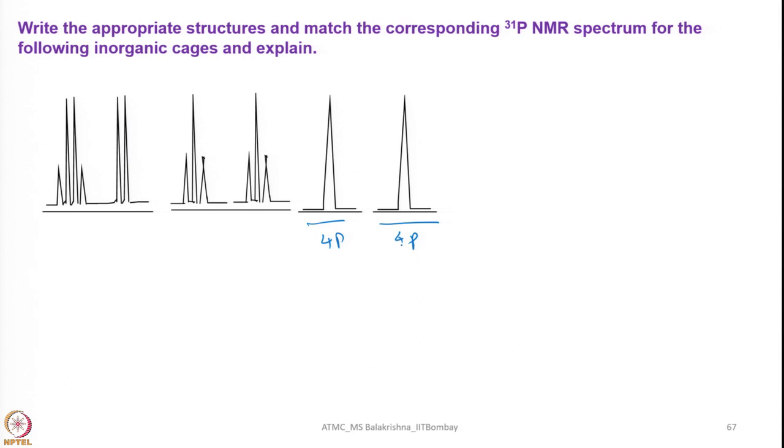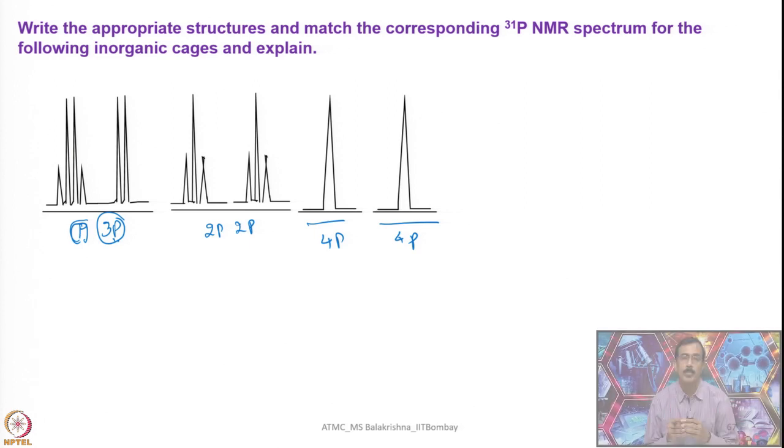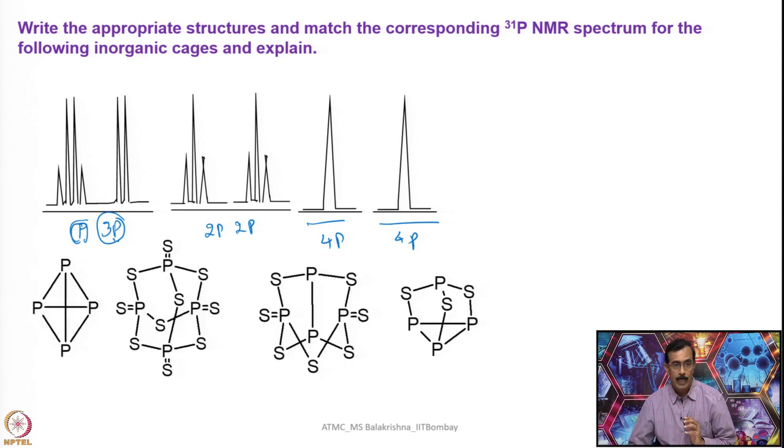In this one, what happens? Out of 4, we have 2 on one side and 2 on the other, because they split each other into triplets. And here what we have is P and 3P. So that means one set is 3P equivalent and one is a single P. This one will split the other into a doublet, and that one will split into a quartet. Now we have to write the structures. Just by looking at the 31P spectrum of pure white phosphorus and comparing, yes, maybe a small quantity of white phosphorus is left unreacted. You can see here, yes, this is there, this can be one of them.